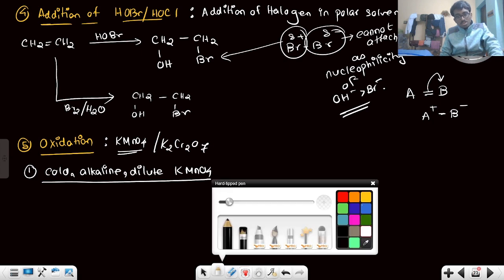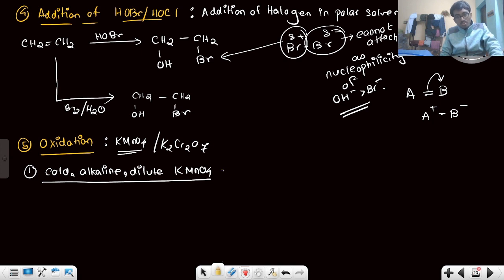This cold alkaline dilute KMnO4 is called Bayer's reagent. What is it called? Bayer's reagent. And the test that follows is Bayer's test.